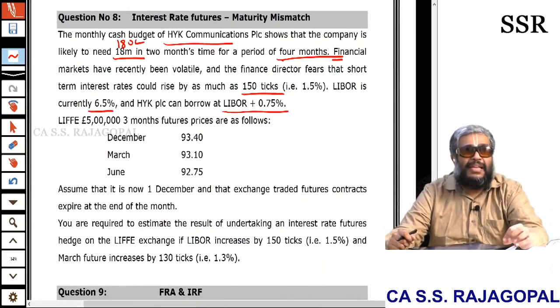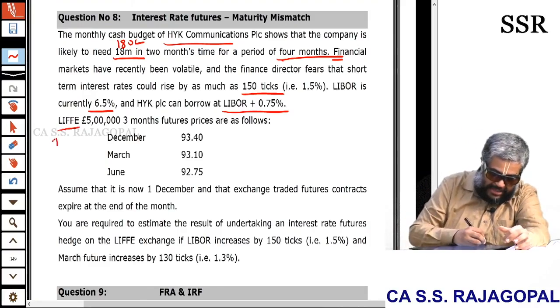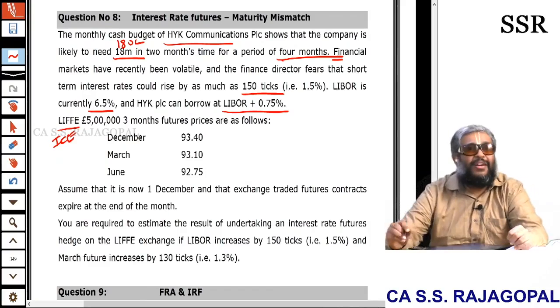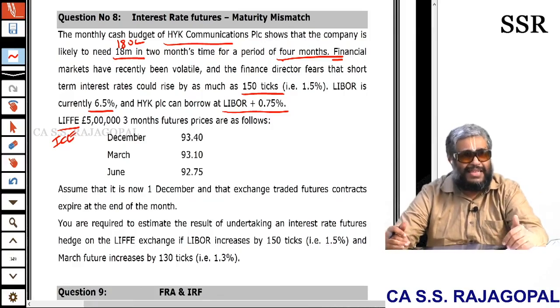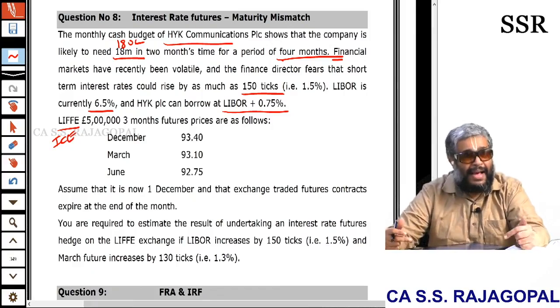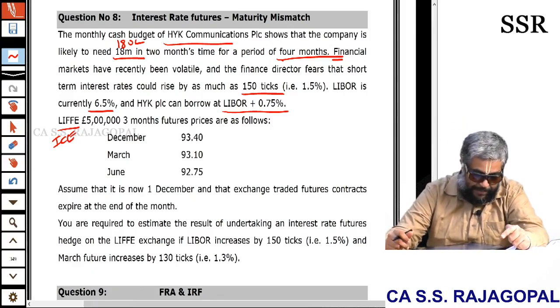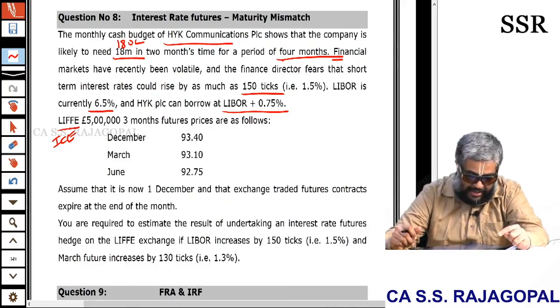LIFFE, that is London International Financial Futures and Options Exchange. Now this LIFFE has become ICE, Intercontinental Exchange. LIFFE was there till 2015, then it becomes what? ICE. So it was LIFFE LIBOR, now it became ICE LIBOR, Intercontinental Exchange. The contract size is 5 lakh pounds.